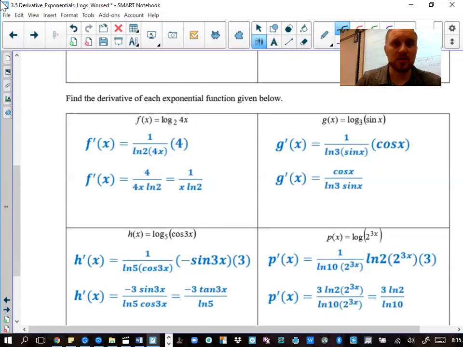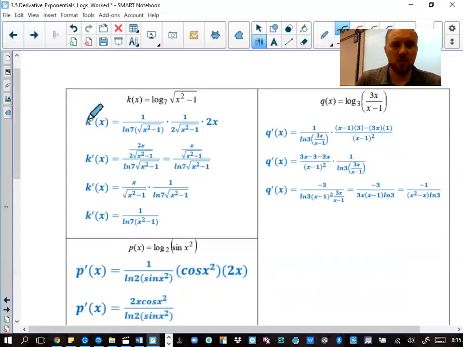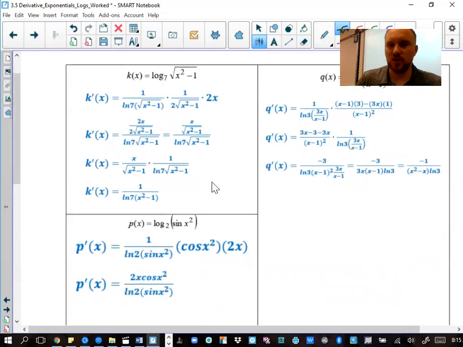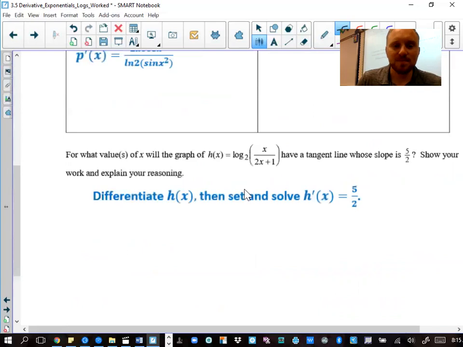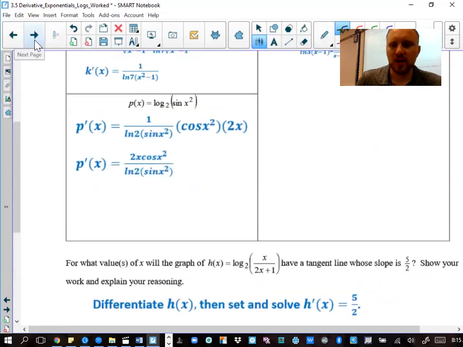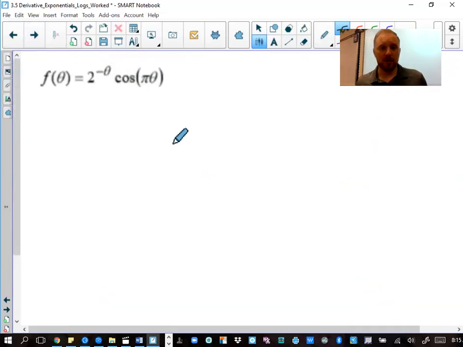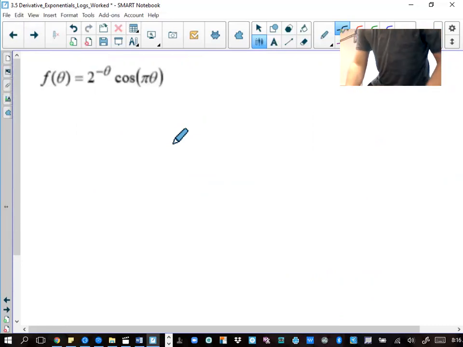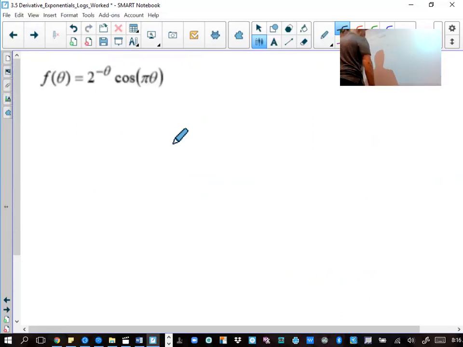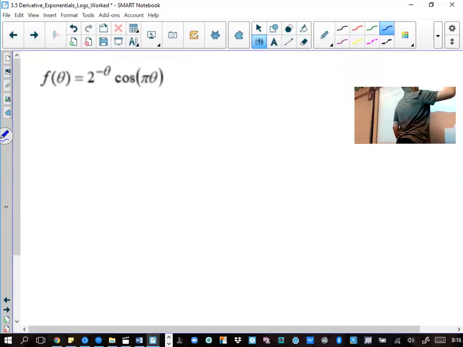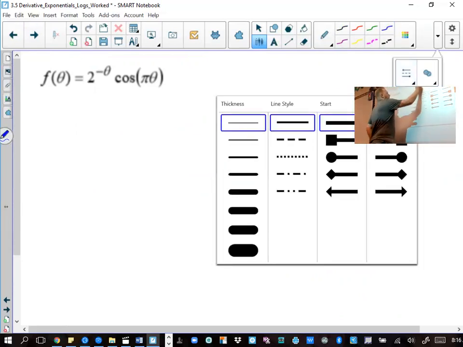Okay, so let's do a couple examples. And you'll notice that they can get a little bit more complicated. So let's do our first example here where we have exponential derivatives. And this right here is going to be product rule. So I'm going to move this down here. And we have a product rule.